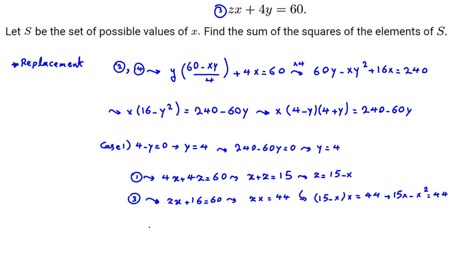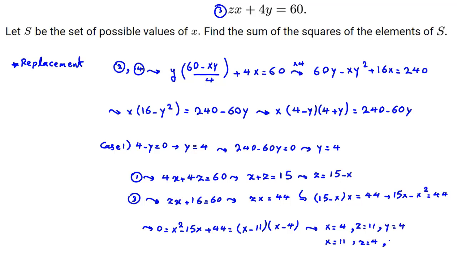Now, if we take all things to the right hand side, x squared minus 15x plus 44. If we factorize, it will be (x minus 11)(x minus 4). Then we conclude x is 4 or x is 11. In this case, z is 11. In this case, z is 4. And in both cases, y is 4. So we found, and we can check. If we replace, you will see both answers satisfy all three equations. So we found two answers now for x, 4 and 11.